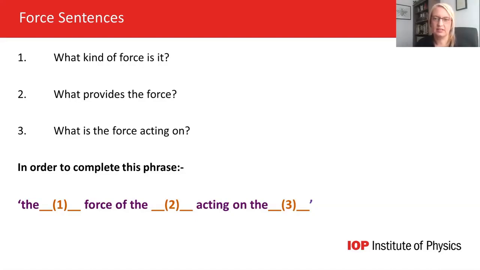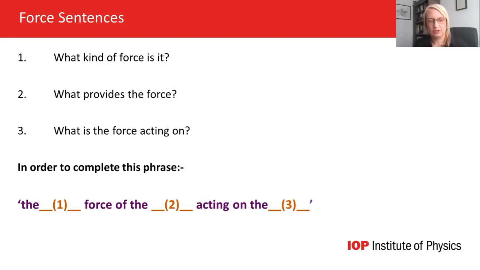But then you can probe and say, well, when the ball's in midair, is the tennis racket still providing that force? And they go, oh, no. So when they realise that there's nothing providing the force, they realise that that force can't be there. So actually, there's no driving force once it's left the tennis racket. These prompts that we use to scaffold these four sentences can be really useful to get the students to identify what's really happening in a situation.